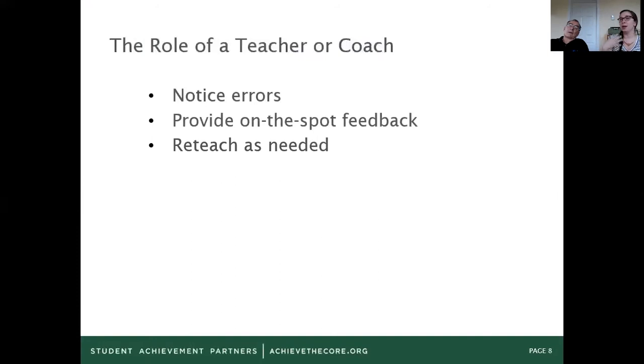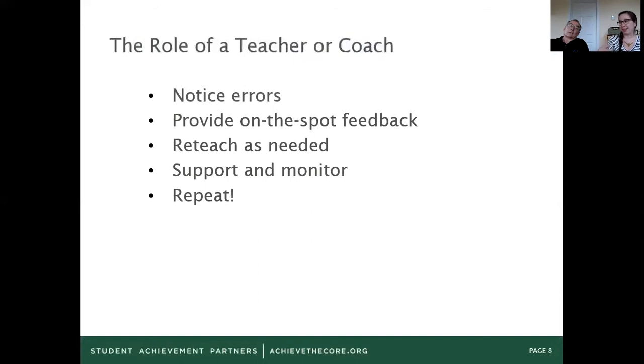So there might be modeling, there might be addressing an old skill, reteaching as needed, and once again, the opportunity to practice where the teacher is supporting and monitoring. And this is a repetitive cycle. It should happen over and over and over.